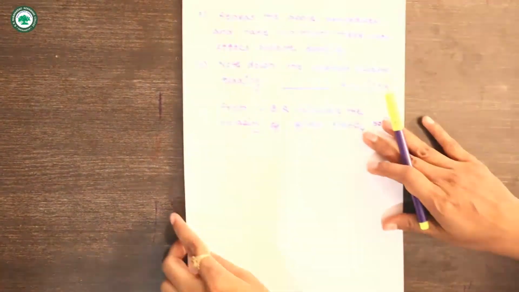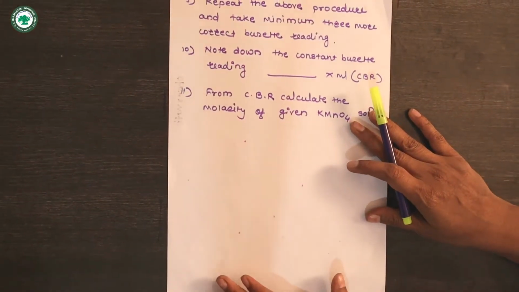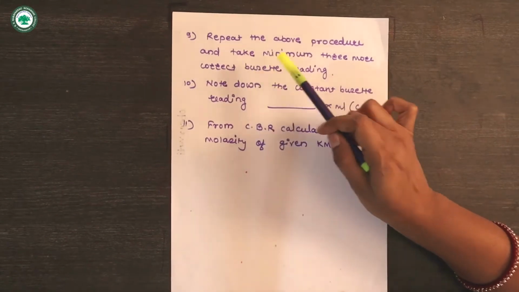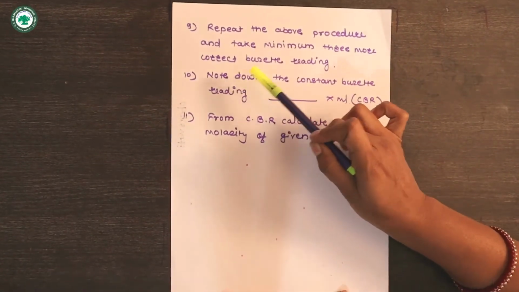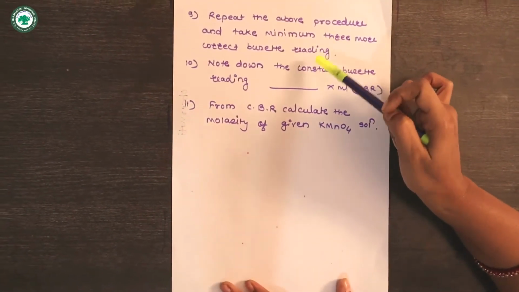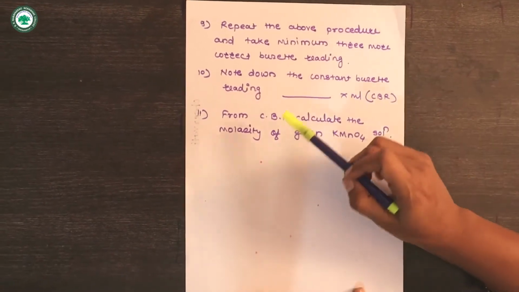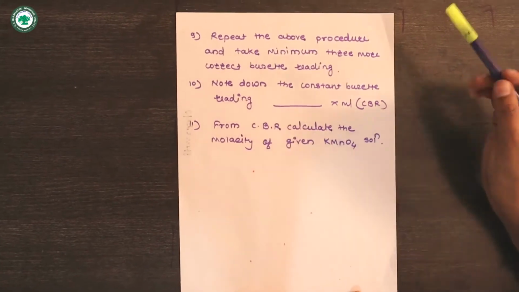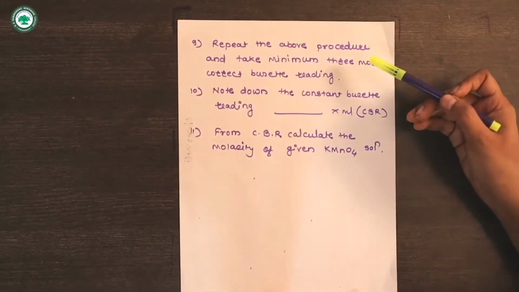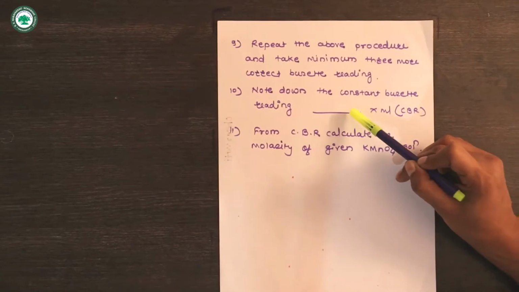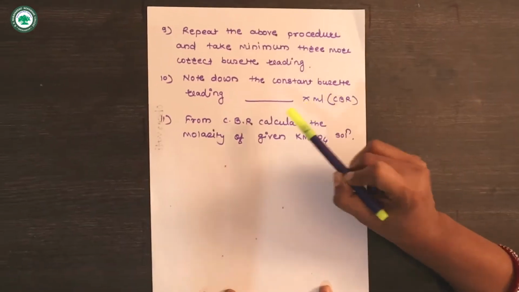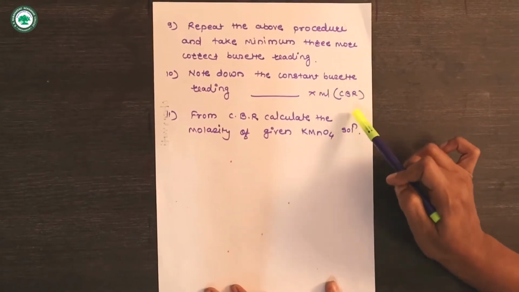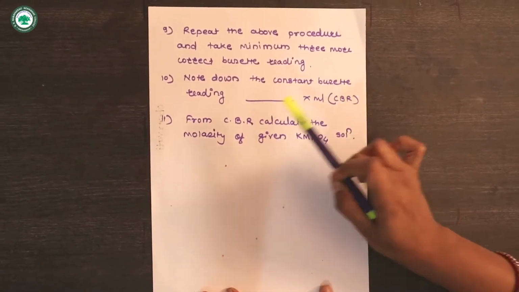The next point is to repeat the above procedure. Means the above procedure is repeated and we take a minimum of 3 more correct burette readings. Now the next point is to note down the constant burette reading. We take the readings and write them down here. It's the constant burette reading, CBR. CBR means constant burette reading.